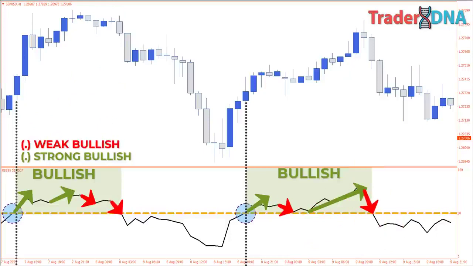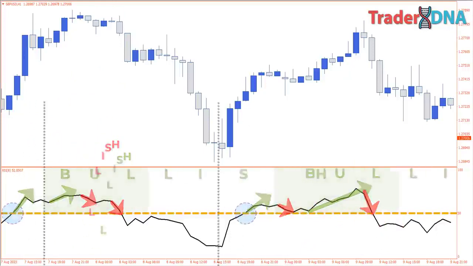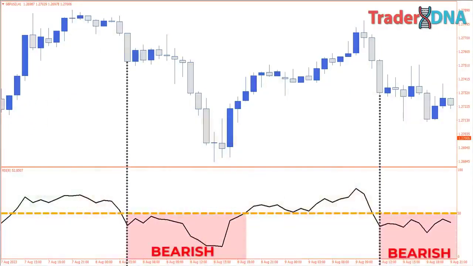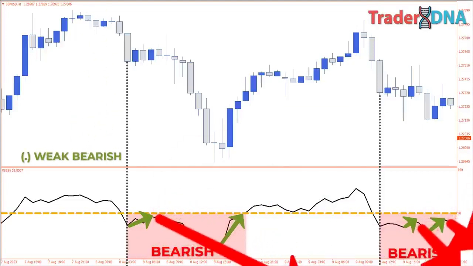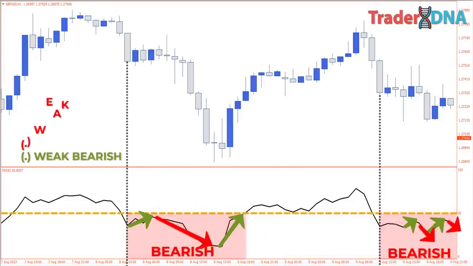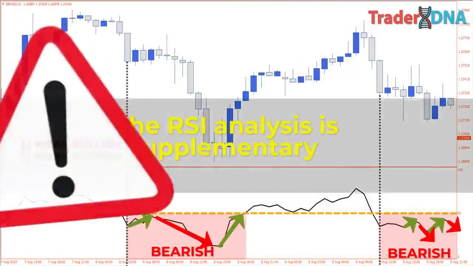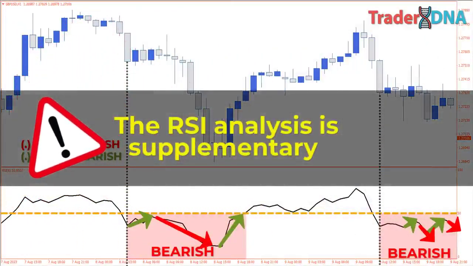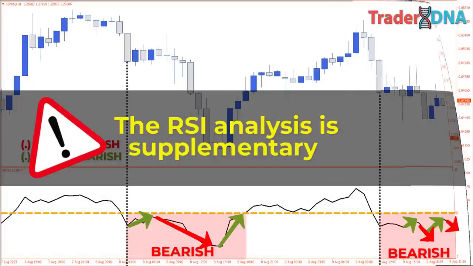Second, if the 8-period RSI is below the level of 50, the market is assumed to be in a bearish condition. If in this condition the RSI line is facing upward, it's considered a weak bearish market. If the RSI line is facing downward, it's considered a strong bearish market. As I mentioned earlier, the RSI analysis is supplementary. The primary focus is on SMA trend analysis, order blocks, and price action entry.